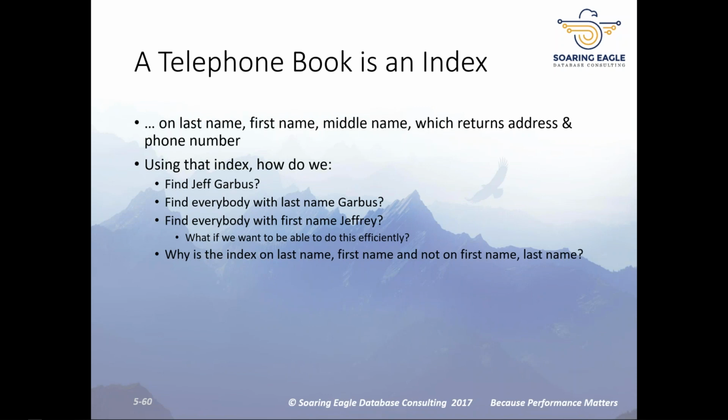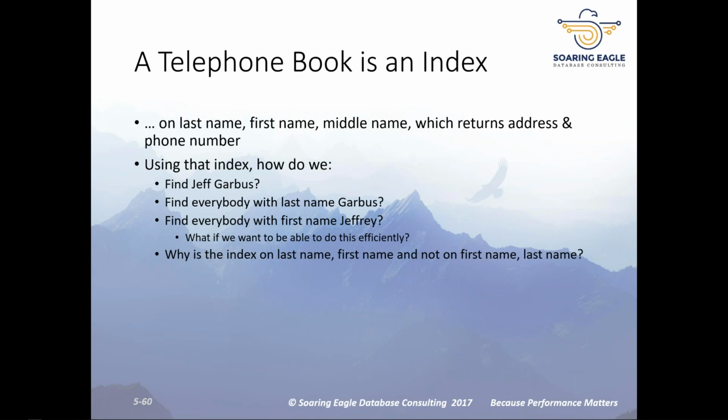A telephone book is what we use to look up telephone numbers. It is an index on last name, first name, middle name, and it brings you back an address and the telephone number. So if we have a telephone book in our hand, we're going to use our thumb. The thumb is going to flip through pages very rapidly, and if I'm looking for myself, Jeffrey Garbus, I'm going to look for Garbus. I'm going to flip through until I get to the G's. I'll slow down at GA. I'll slow down a little bit more at GAR.